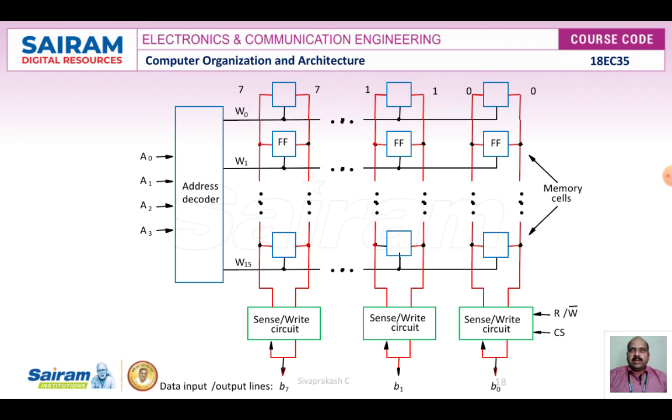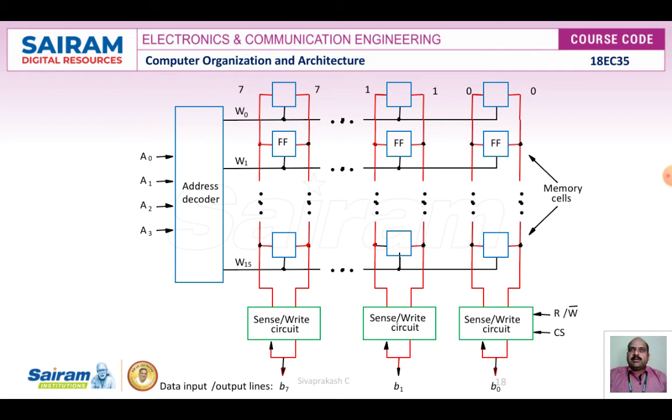The cells in each column are connected to a sense/write circuit with 2-bit lines, B1, B0, like that. The 2-bit lines are B0, B0 dash, B1, B1 dash, up to B7, B7 dash. These sense/write circuits are connected to the data input/output lines of the chip, called B0, B1, B2, B3 up to B7, etc.